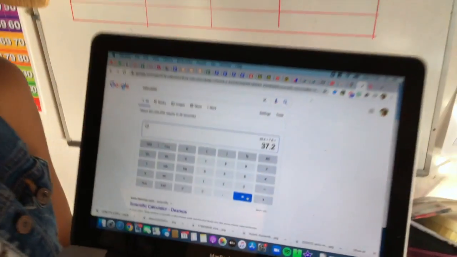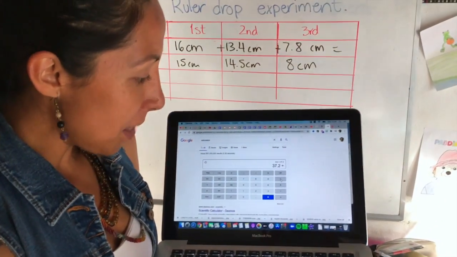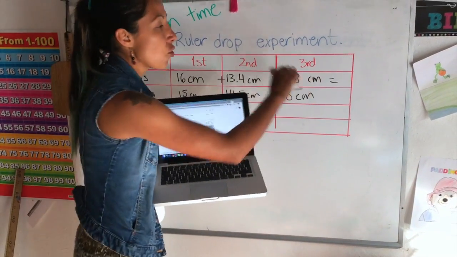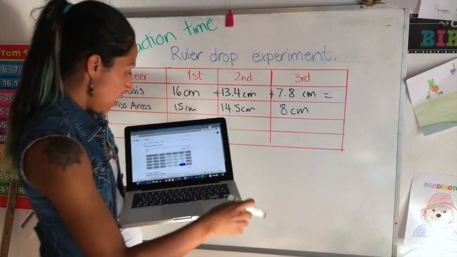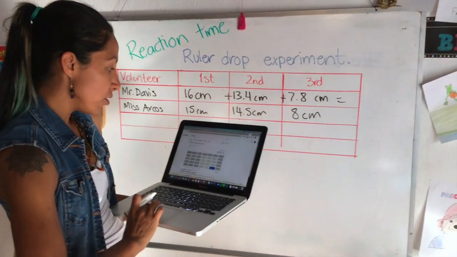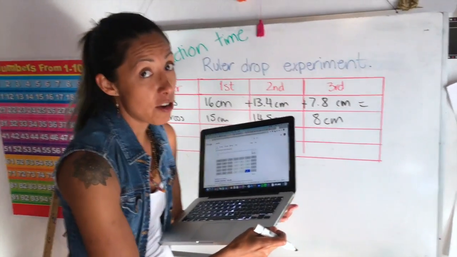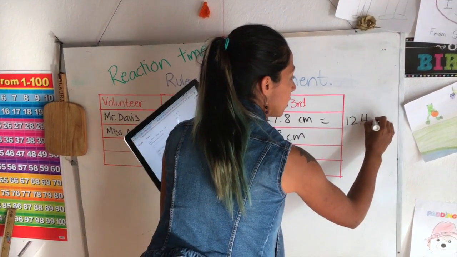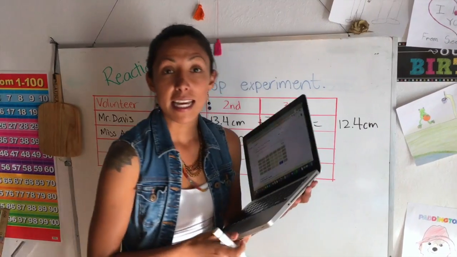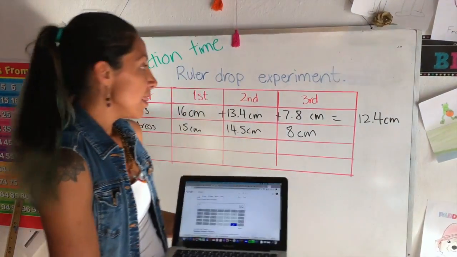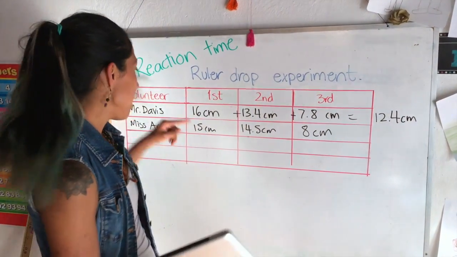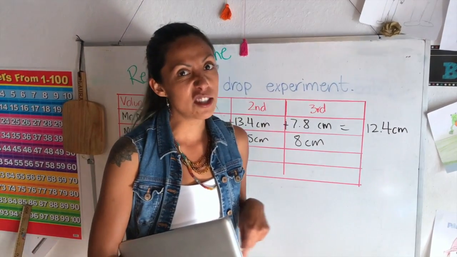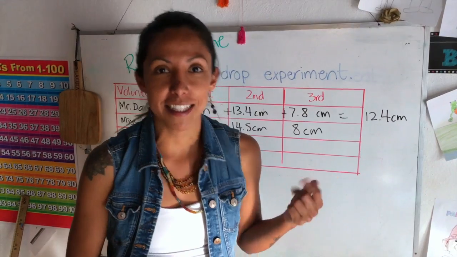And you're gonna divide that by 3 because you added 3 numbers. When you divide it by 3, you're going to get the average. So it's 12.4 centimeters in average. Then you can do exactly the same with the rest of your volunteers, and that's how you will get to know who was the quickest. Good luck.